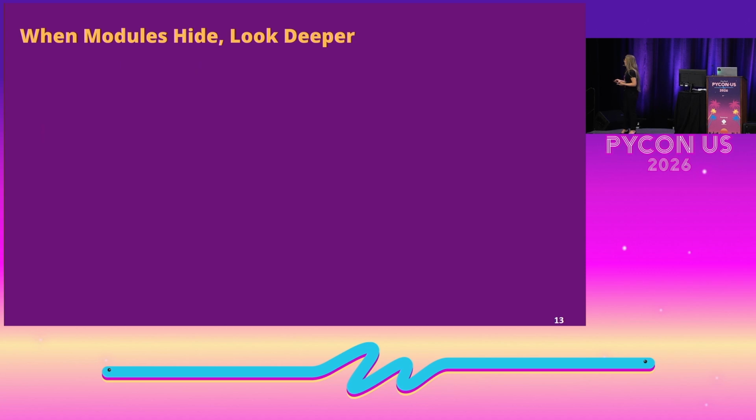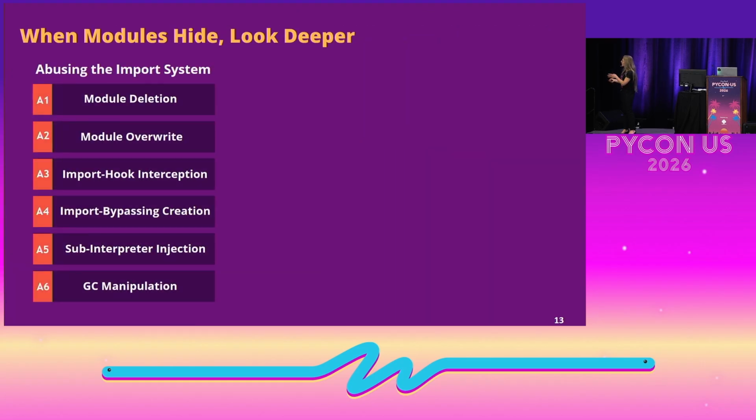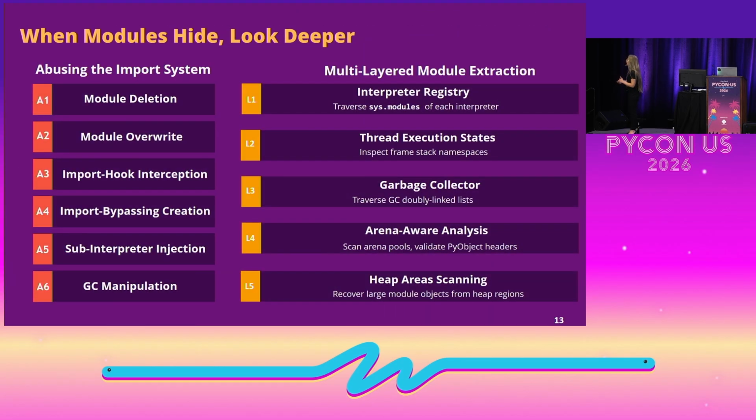That's why I said, if we go back here, I said multi-layer. Multi-layer. What do I mean by that? Because of this challenge, I had to scan the interpreter registry. I had to scan the namespace of the active function from the threads of the interpreter. I had to scan all the interpreters. There is not only one interpreter in your Python process. There are also sub-interpreters. So we had to scan all of them.